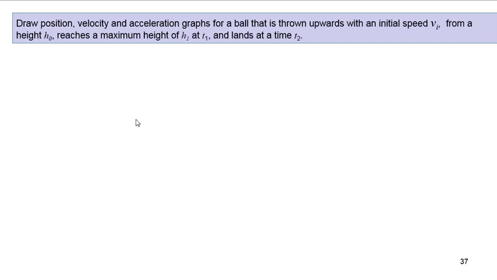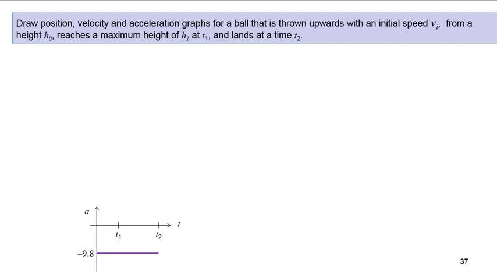This will be the last one that we draw. Again, it's a similar situation, but in this case, we're going to be throwing the ball upwards. It's going to reach a maximum height and then fall back down to the ground after that. So press pause, again, take some time, look at the previous graphs you drew, think about what's the same in this case and what's different, and see if you can draw 3 new graphs.